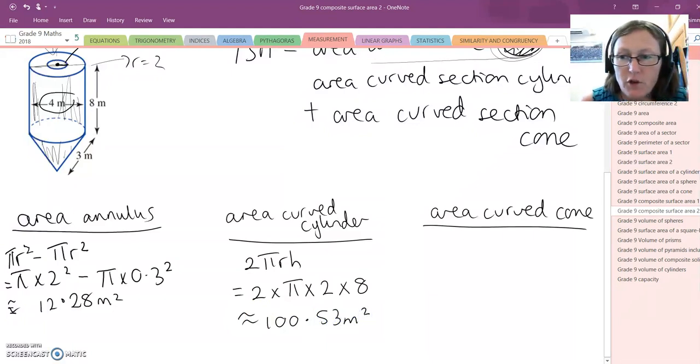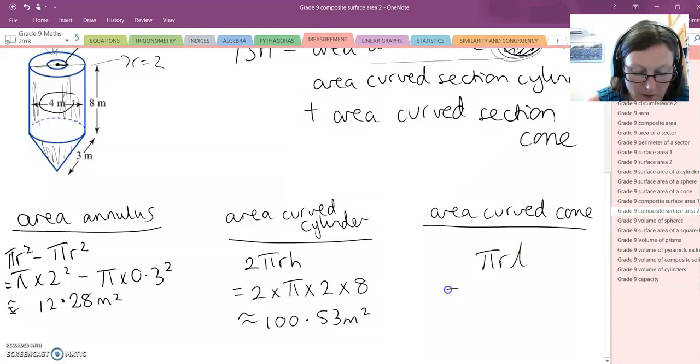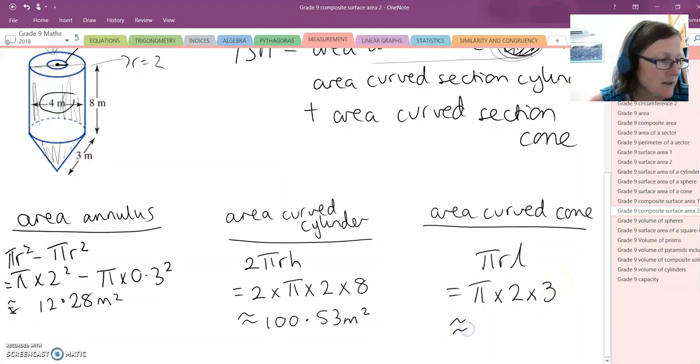The area of the curved section of the cone. For the curved section of the cone, we use the formula pi r l. So we do pi times 2, because that radius is 2. L stands for that slant height, which is 3. Pi times 2 times 3. Entering that into the calculator, it gives us approximately 18.85 meters squared.